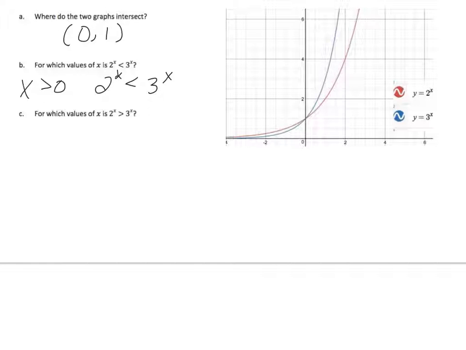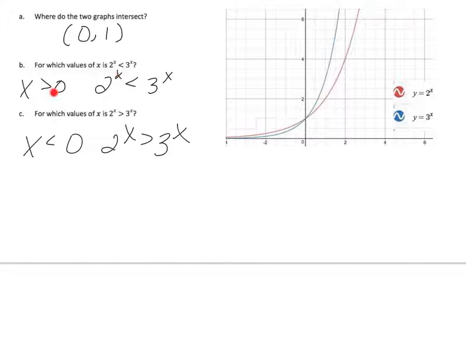Where did the two graphs intersect? I circled that. They intersect at 0, 1. For which values of x is 2 to the x less than 3 to the x? Where x is greater than 0, 2 to the x is less than 3 to the x. For which values of x is 2 to the x greater than 3 to the x? Where x is less than 0, 2 to the x is greater than 3 to the x.